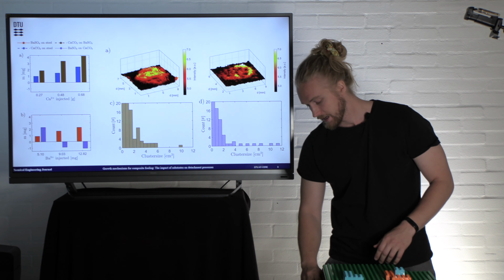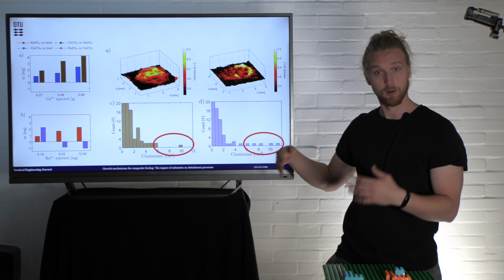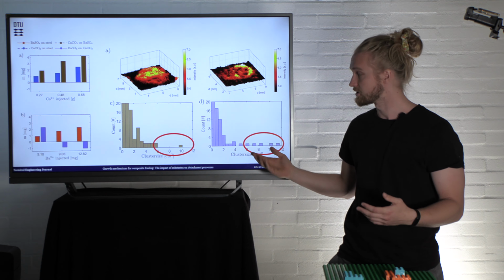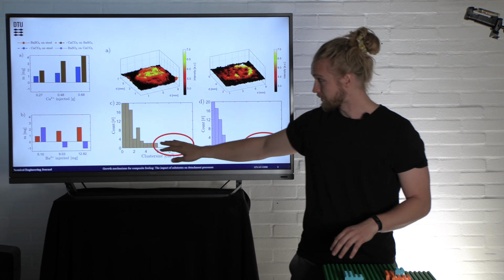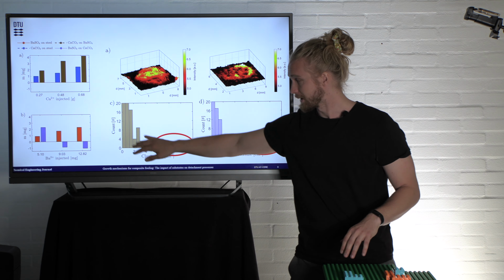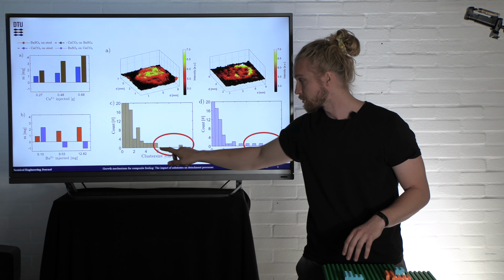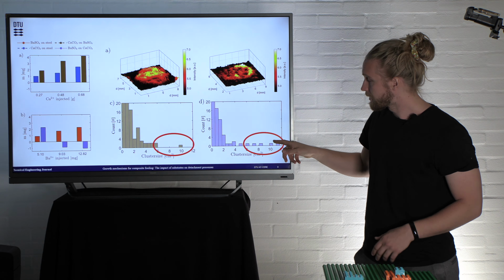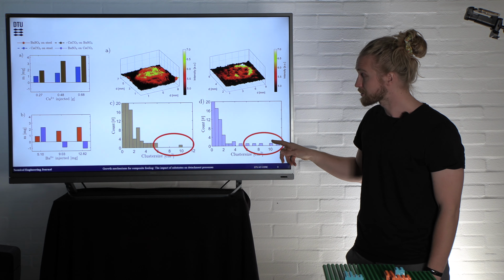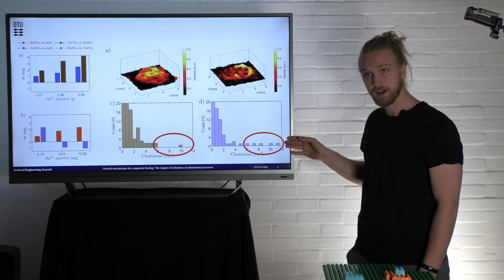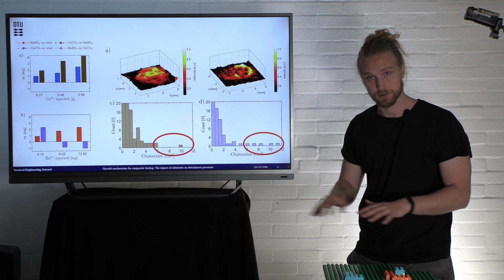And this is also in line with our observations of the cluster size distribution, namely that for the calcium carbonate on top of barium sulfate, we saw that we do not have so many big islands, but for the barium sulfate on top of calcium carbonate, we have islands that have a bigger lateral size.